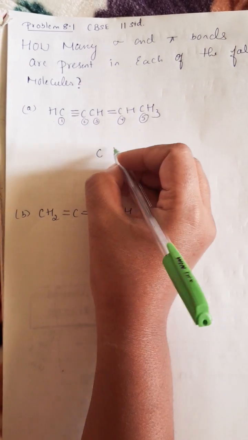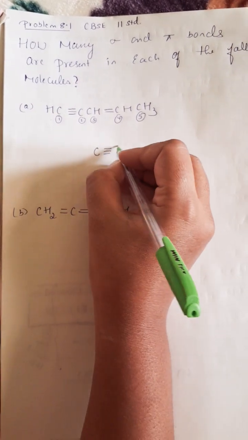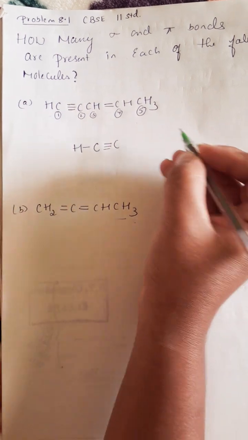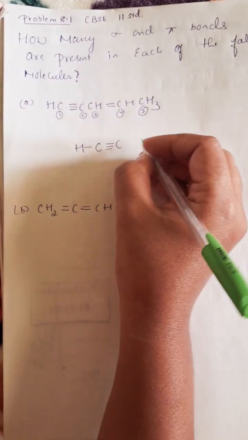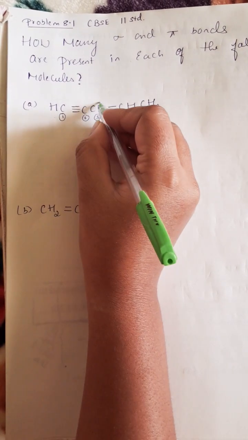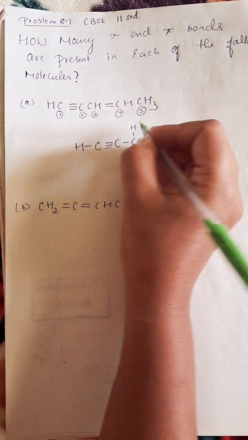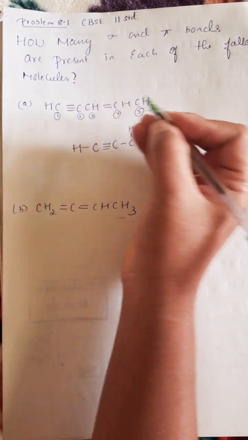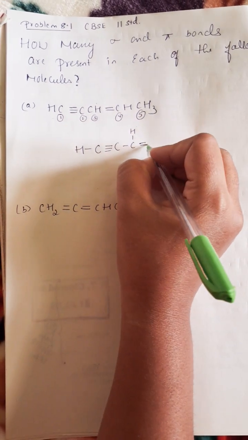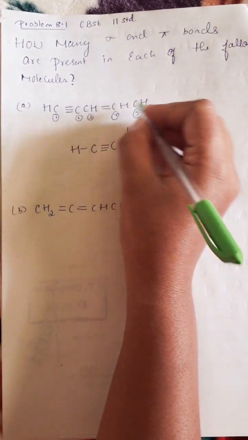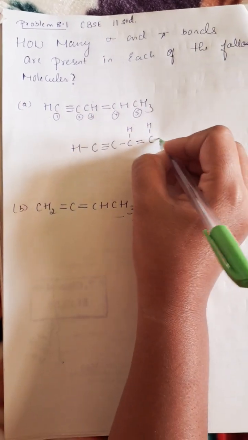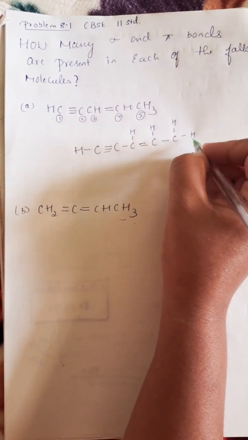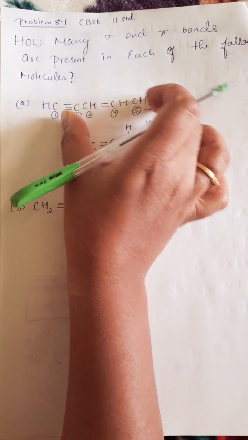So the first carbon atom has a triple bond with the next carbon atom. The first carbon atom has one hydrogen, and then the second carbon is attached to one more carbon atom, and this carbon also has one hydrogen. You can place the hydrogen either up or down. Then this third carbon atom is attached with a double bond to the fourth carbon atom, and again I have one more hydrogen, and finally I have my fifth carbon atom with 3 hydrogens. So this is the condensed form and this is the branch form.